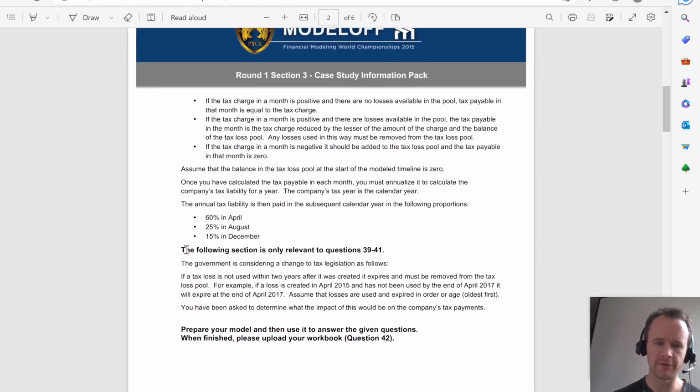And then for the last few questions, we've got an extra twist. They're considering a change to tax legislation, which is that if a tax loss is not used within 2 years, it expires and has to be removed from the tax loss pool. So if a loss is created in April 2015 and has not been used by the end of April 2017, it expires at the end of April 2017. Assume that losses are used and expired in order of age, oldest first. We've been asked to determine what the impact of this would be on the company's tax payments.